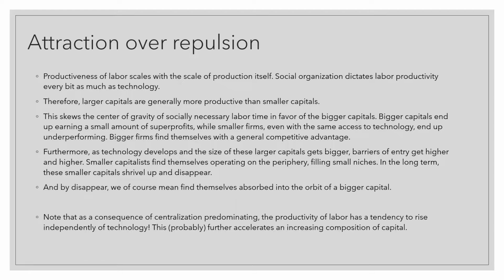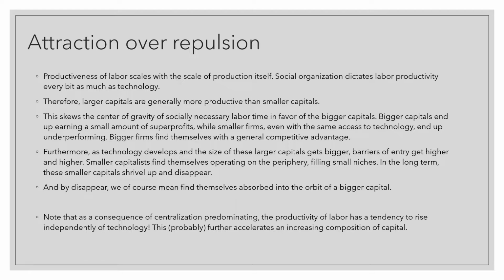And so if that's the case, then that's going to skew the socially necessary labor time. The average labor time is going to drop below the level at which other smaller capitalists are able to produce that commodity. And so they're going to be producing at a bit of a loss, and the bigger capitals are going to be producing with a bit of super profits. And so what you have is a permanent bias in favor of the larger capitals, just naturally.